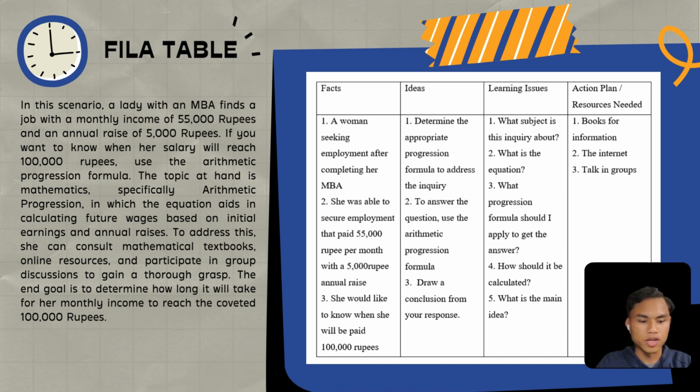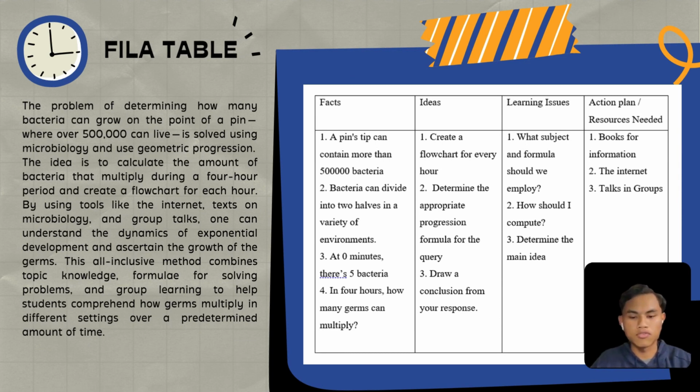For action plan, first, we need books for information. Second, by using the internet. And third, by talking in a group. So for the second filler table, the problem of determining how many bacteria can grow on the point of a pin, where over 500,000 bacteria can live, is solved using microbiology and geometric progression.